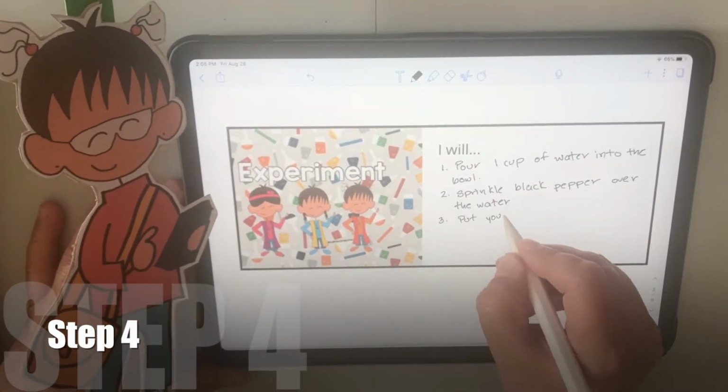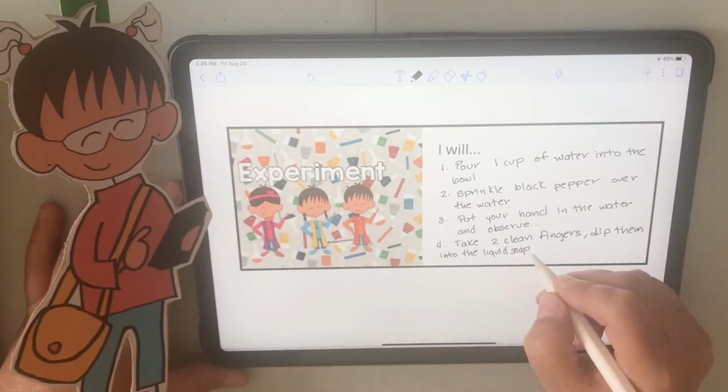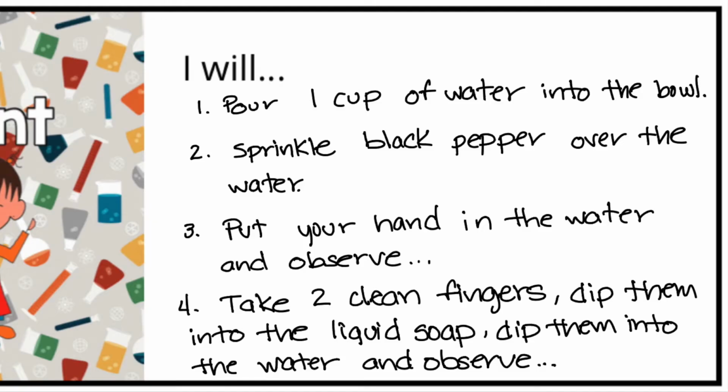Step 4. Experiment. I will 1. Pour 1 cup of water into the bowl. 2. Sprinkle black pepper over the water. 3. Put your hand in the water and observe. 4. Take 2 clean fingers, dip them in the liquid soap, dip them into the water and observe.